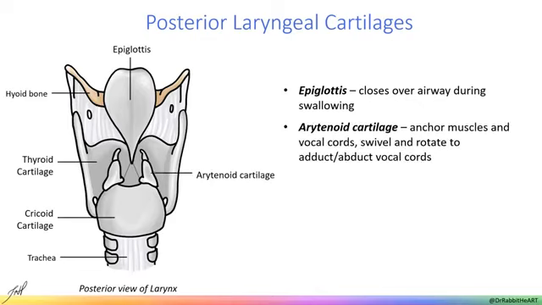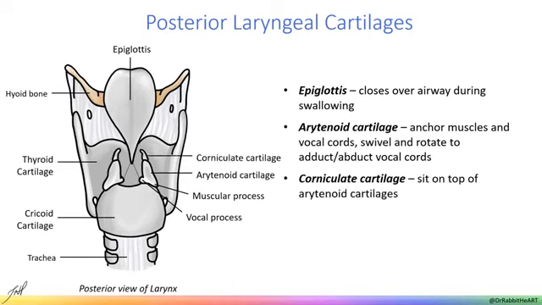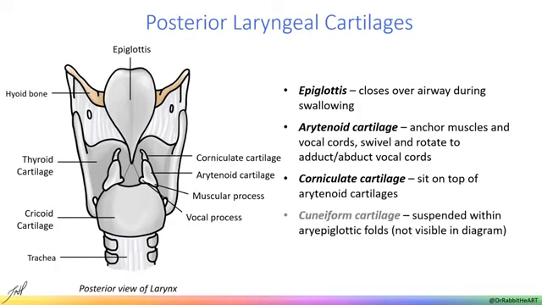Arytenoid cartilages sit on top of the posterior portion of the cricoid cartilage and have attachment points for vocal cords, called the vocal process, and muscles, called the muscular process. They can rotate, glide, or swivel in several directions depending on which muscles are employed to adjust tension of the vocal cords and size of the airway. Tiny corniculate cartilages sit on top of the arytenoid cartilage. Finally, cuneiform cartilages, which are not visible here, are suspended in mucosa of the larynx called the aryepiglottic fold.